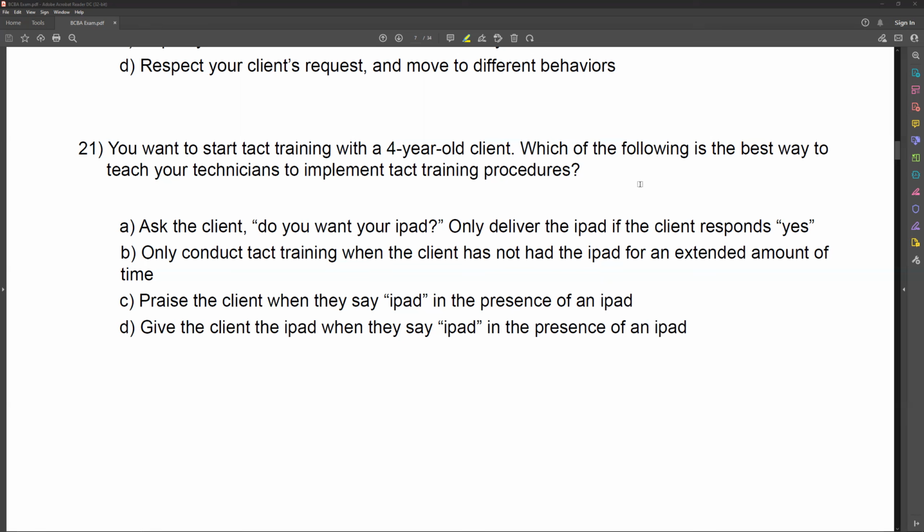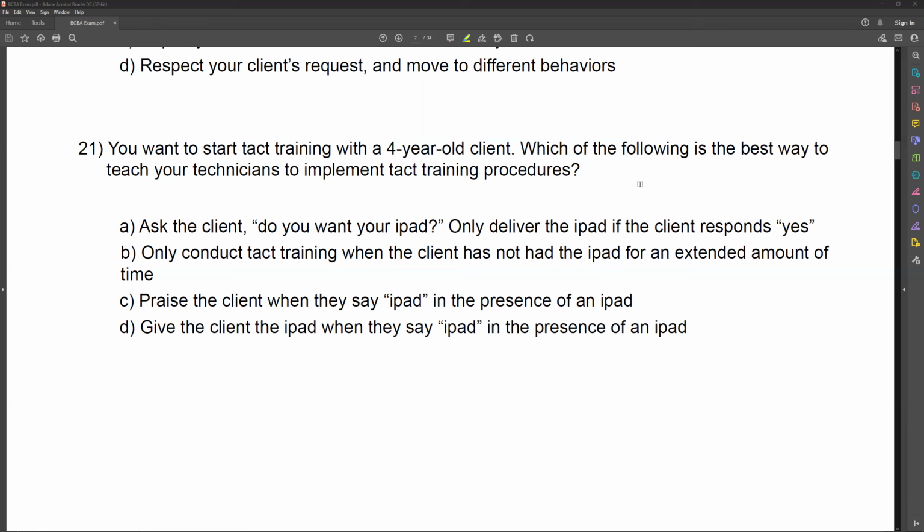So they want you to be able to identify what evokes and what reinforces. In this case, we have TACT training, and we want to look for a situation where a label is evoked by a nonverbal SD and is reinforced by a generalized conditioned reinforcer. That's a TACT. Let's look at A. Asks the client, do you want your iPad? Only deliver the iPad if the client responds yes. What type of operant is this? This is the intraverbal. The client responding yes is evoked by the verbal SD, do you want your iPad? This is not TACT training, this is more intraverbal training.